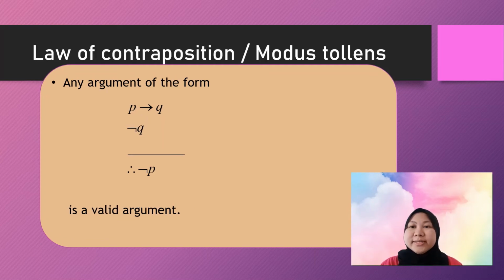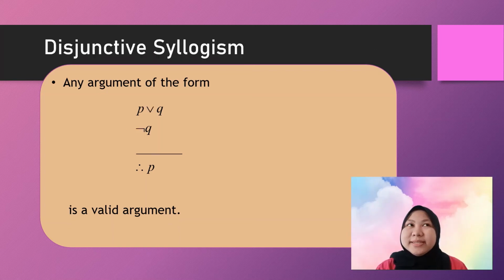So the next one is the law of contraposition, also known as modus tollens. This argument is in the form of P implies Q and not Q, and then we get the conclusion not P. This is different from the fallacy of the inverse because this argument is a valid argument. For the last one, disjunctive syllogism is in the form of P or Q and not Q, with the conclusion P, which is also a valid argument.